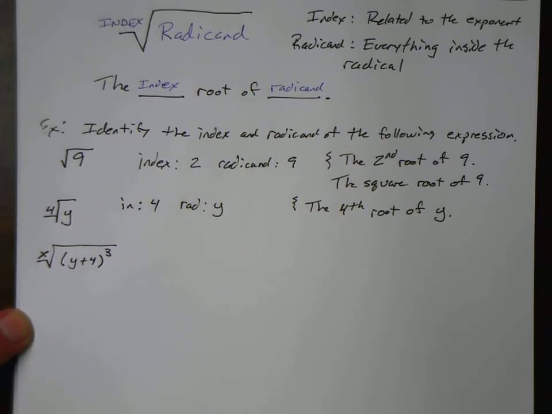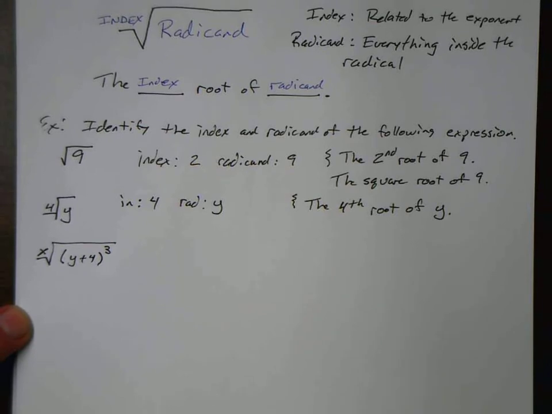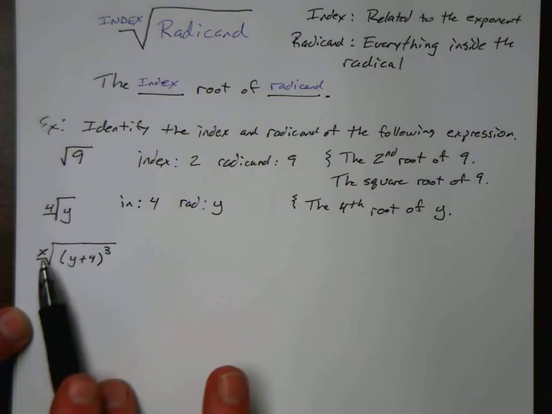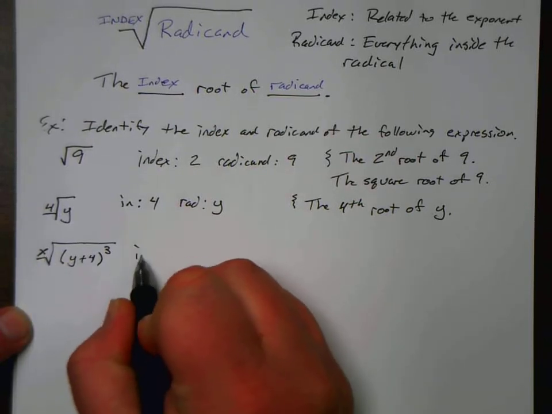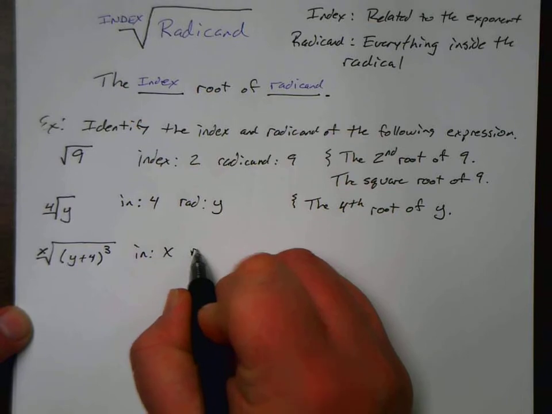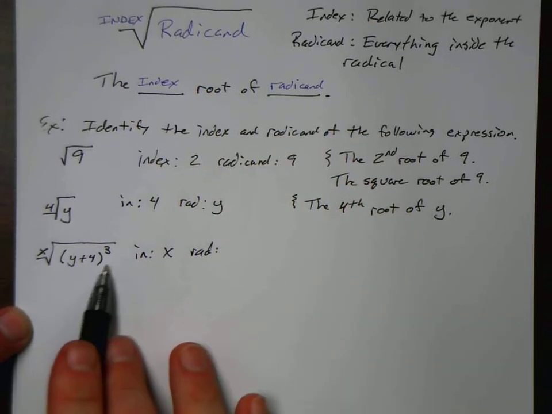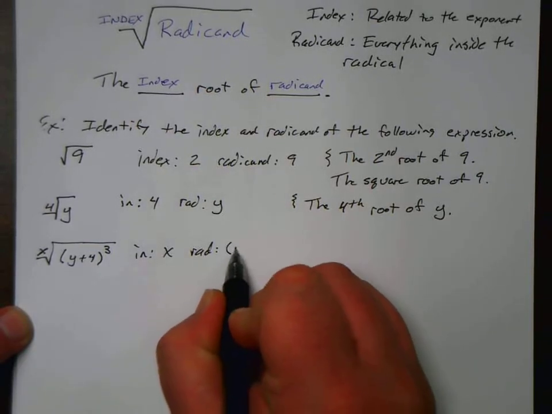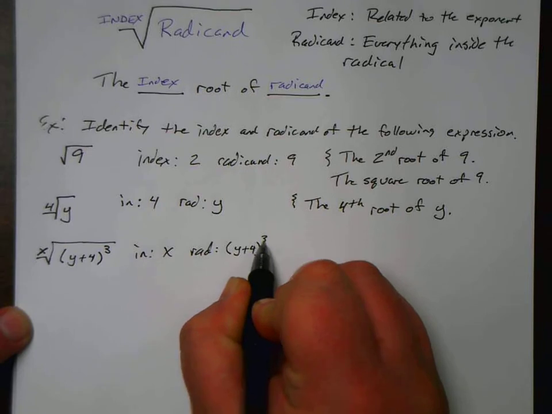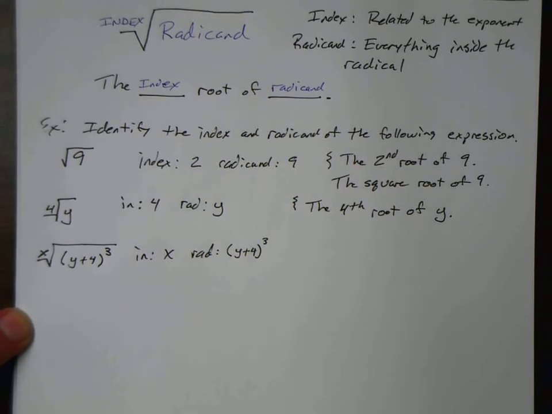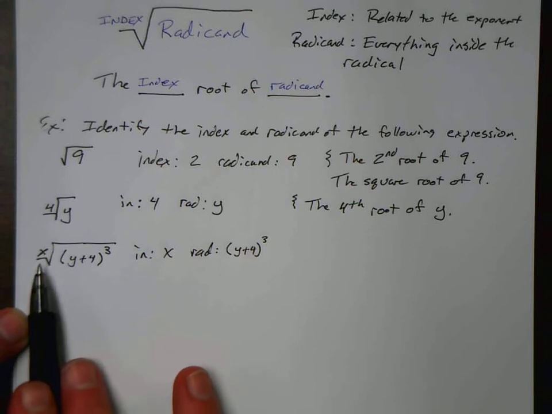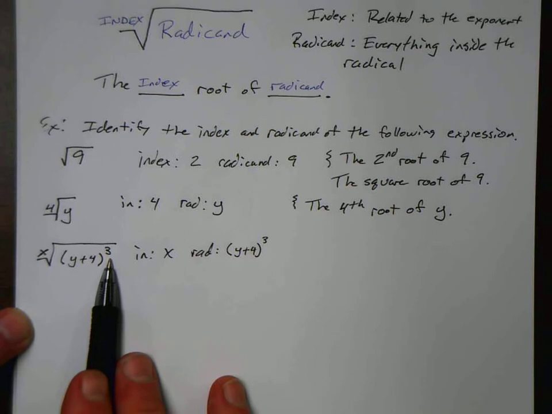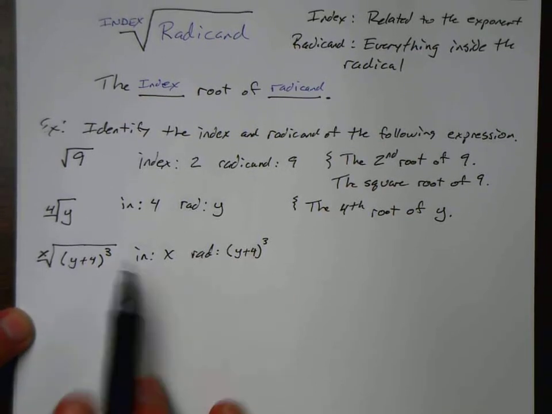Whoa. There's a lot happening here. What is the index? Well, the index is whatever's happening on my front porch. And my front porch here has an x. So here my index is x. My radicand, however, is everything. Remember, it's everything inside the radical. So everything inside the radical here is going to be y plus 4 raised to the third. And I would read this, I'm not going to write it all out, I would say the xth root of y plus 4 cubed. All right, so the x root of y plus 4 cubed.